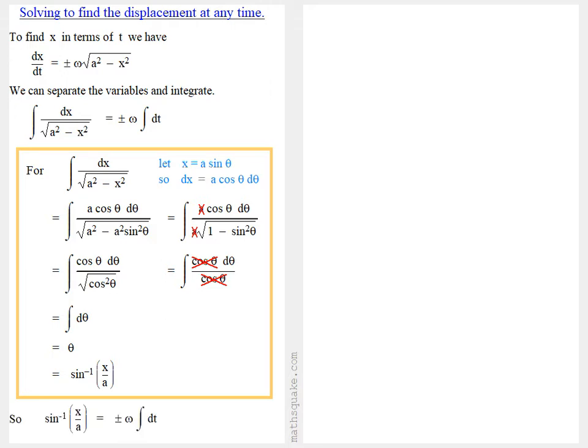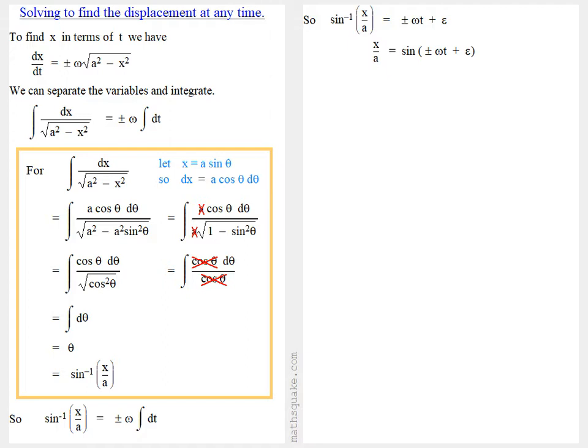So now we're left with the inverse sine of x over a is equal to plus or minus omega times the integral of dt. Now the integral of dt is simply t, so we have the inverse sine of x over a is equal to plus or minus omega t plus, of course, a constant which we'll call epsilon. So x over a is equal to the sine of plus or minus omega t plus epsilon.